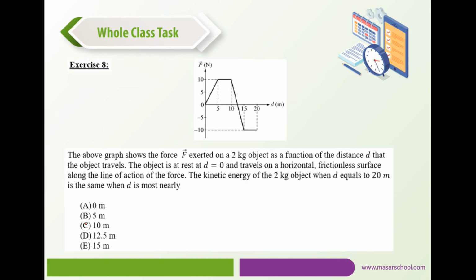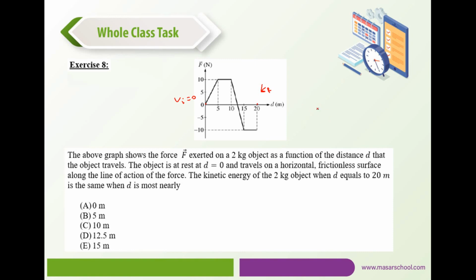Now the above graph shows the force F exerted on a 2 kg object as a function of the distance d that the object travels. The object starts at rest at d equal to 0. So at this point the initial speed is 0, and it travels on a horizontal frictionless surface along the line of action of the force. The kinetic energy of the 2 kg object when d equals 20 meters is the same as when d is most nearly. So here let's pay attention. They're asking, at d equals 20 meters, we would have a final kinetic energy.